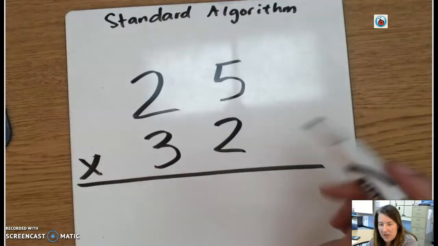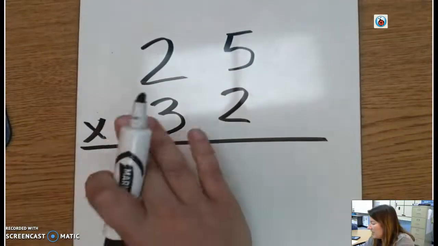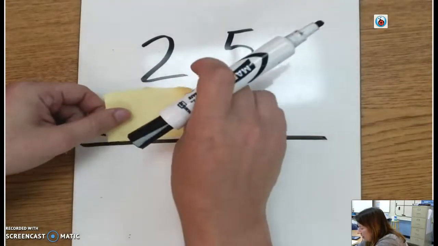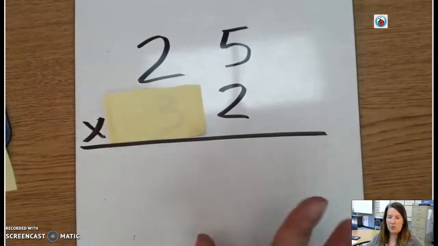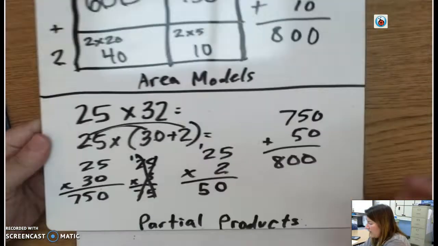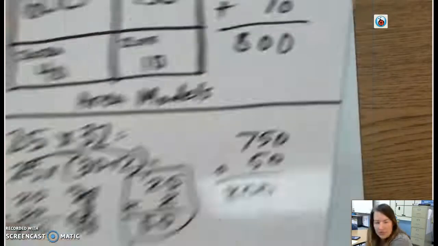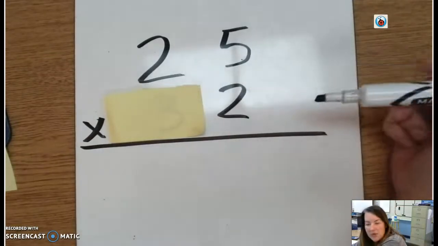So I have 25 times 32, standard algorithm. I am first going to start by ignoring this 3. So I'm going to put a sticky note on it for right now. I'm not going to look at that. So 25 times 2 is what I'm going to look at. And look what I had from partial products. That's this section right here, 25 times 2. That's the same thing I'm going to do. All right. So 2 times 5 is 10.